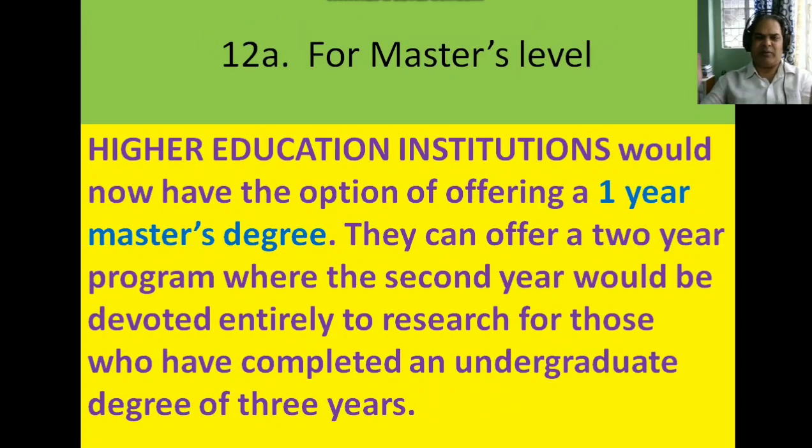So now let us discuss what happens after graduation, when students pursue masters and so on. What is the system all about? Higher education institutions would now have the option of offering a 1 year master degree. They can offer a 2 year program where the second year would be devoted entirely to research. In the first year, the master's program will be studied, and in the second year, they would devote themselves entirely to research. For those who have completed an undergraduate degree of 3 years, they can directly enter into the research-based programs.